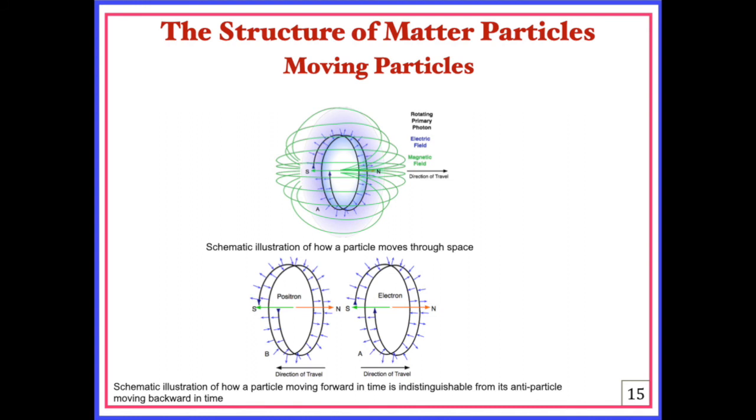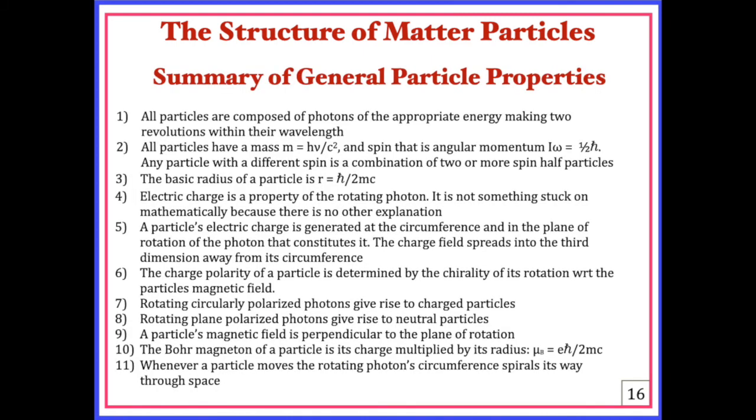It is now time to summarize the properties of the rotating photon particles under this model. All particles are composed of photons of the appropriate energy making 2 revolutions within their wavelength. There is no solid anything that constitutes the particle. They all have a mass m equals h nu over c squared and a spin, that is angular momentum, I omega equals half h bar. Any particle with a different spin is a combination of 2 or more spin half particles. Now, the basic radius of a particle is r equals h bar over 2mc.